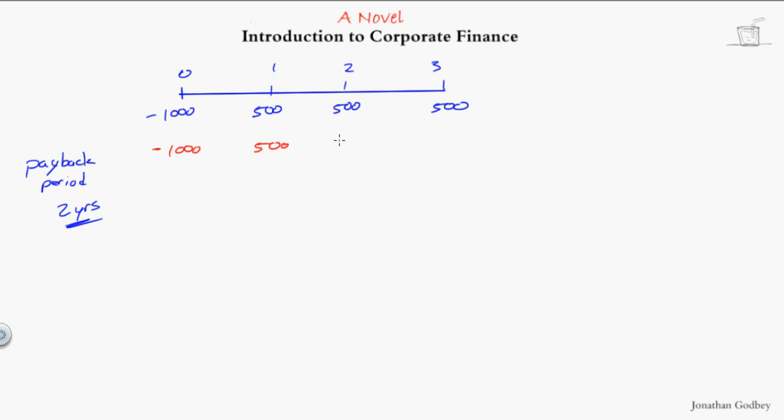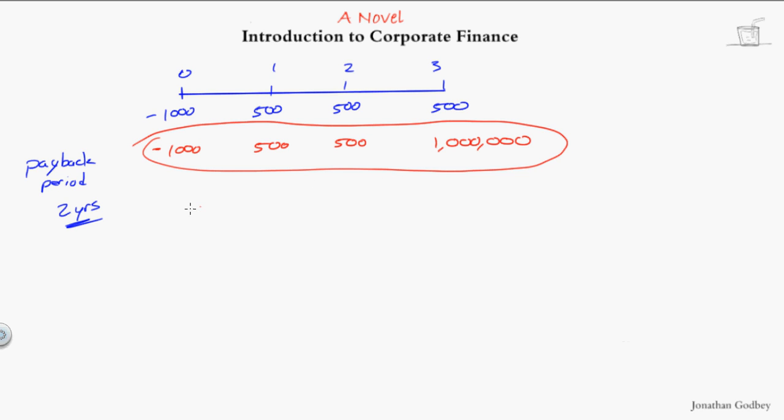Which project would you rather have? And if you don't get the right answer here, you need to drop out. Would you rather have the blue project or the red project? Would you rather spend $1,000 to get 500 for 3 years, or spend $1,000 to get 500, 500, and $1 million? The answer is, of course, you would take the red project. But the payback period for both of them is 2 years. So I can't really tell you red's better than blue using the payback period. The other thing is it ignores the time value of money.